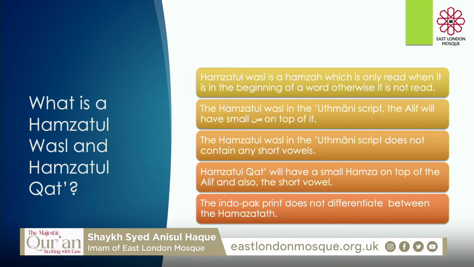So each Hamza has a specific characteristic. If you see a Hamza on top of Alif, or underneath it, this is called a Hamzatul Qata'. And Hamzatul Qata' means you pronounce it all the time. Regardless if it's at the beginning of the word, in the middle of the word, at the end of the word, you're always going to read it. Hamzatul Wasl, on the other hand, is when you see a little sad on top of it. If you see a little sad on top of it, what does it mean? That you will only pronounce it if it is in the beginning of the word, not in the middle or at the end.